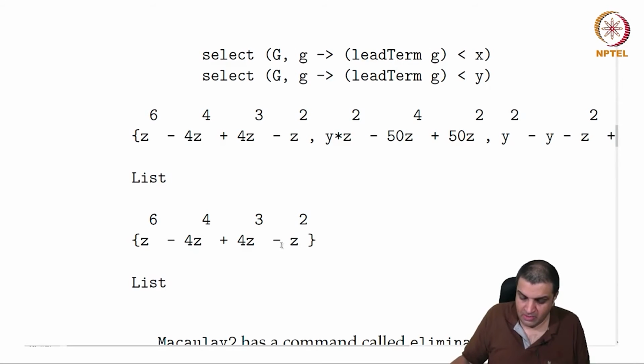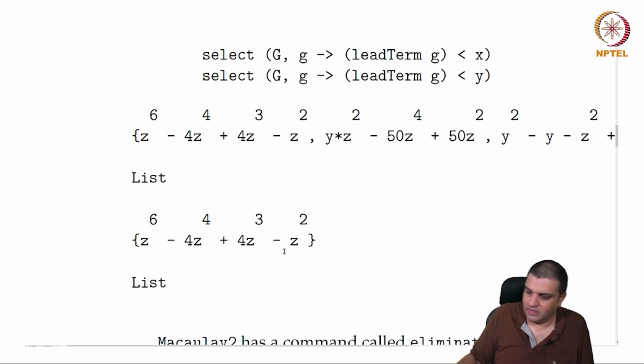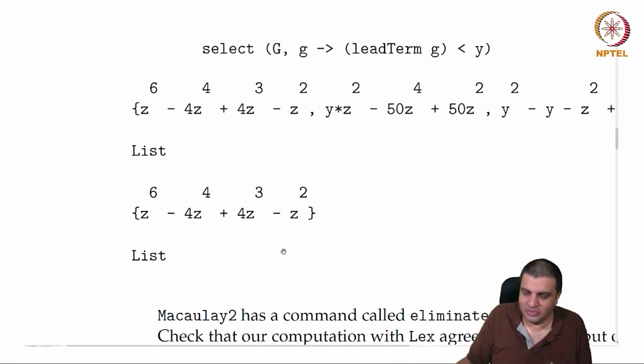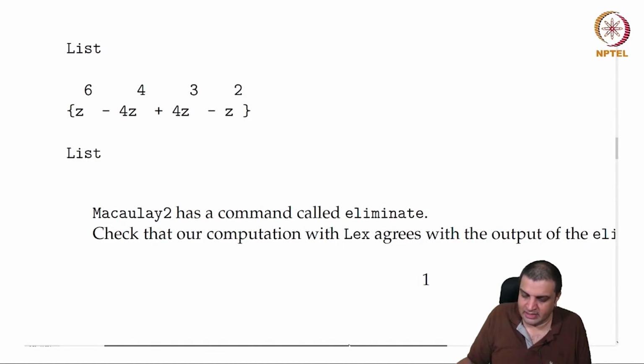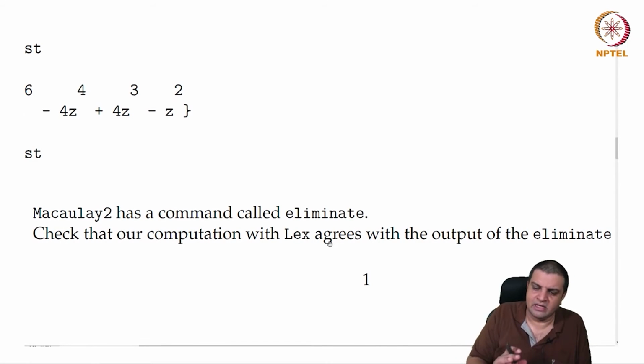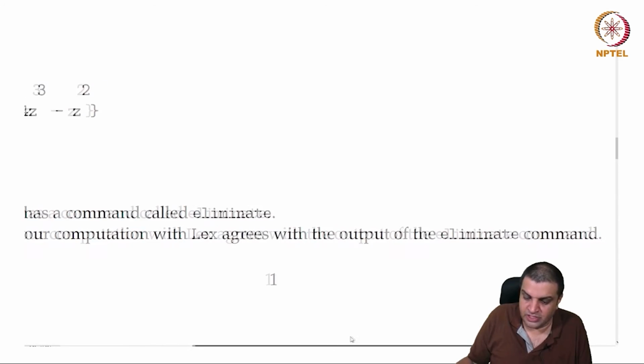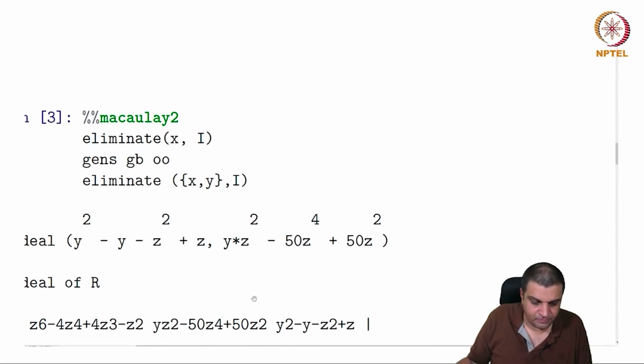Okay. So this is just to illustrate how lex works. One doesn't always need to use lex, one doesn't always need to use this approach. There is a command called eliminate in Macaulay directly, and the advantage of that command is that depending on the ideal, it can try to make some optimizations on computing the Gröbner basis, or maybe skipping some steps, etc. So there is a separate function, and it's probably better to use that. Okay. So let's just compare that our computation with lex agrees with the output of the eliminate command.